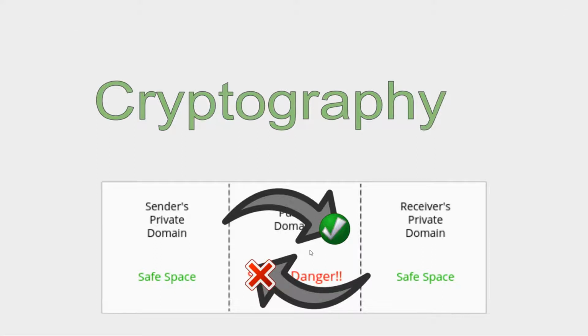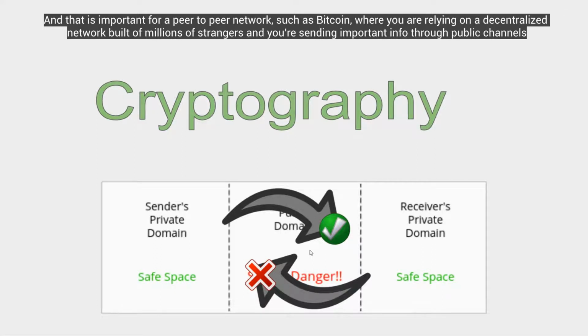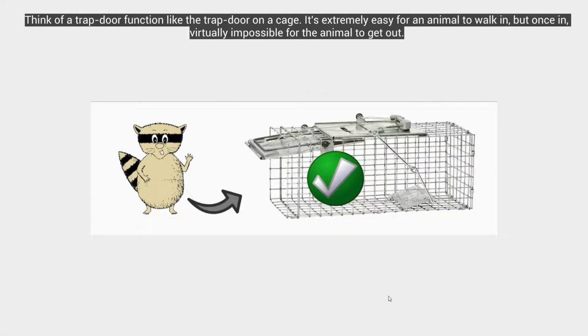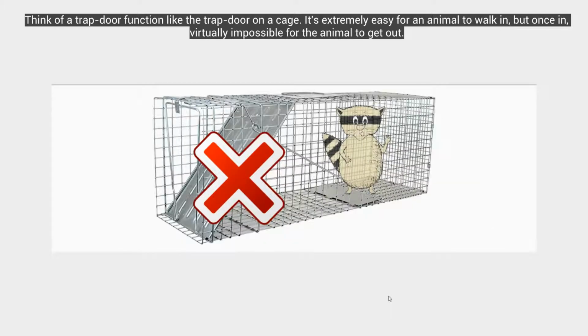And that is important for a peer-to-peer network such as Bitcoin, where you are relying on a decentralized network built of millions of strangers, and you're also sending important information to public channels. You need secure ways to encrypt and decrypt the information. So think of a trapdoor function literally like the trapdoor on a cage. It's extremely easy for an animal to walk in, but once in, virtually impossible for that animal to get out.